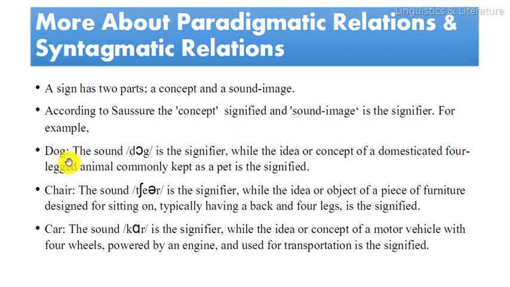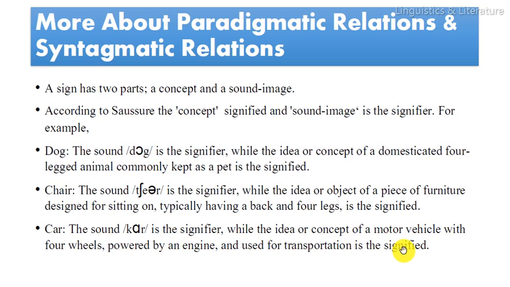For example, dog. The sound dog is the signifier, while the idea or concept of a domesticated four-legged animal commonly kept as a pet is the signified. Chair. The sound chair is the signifier, while the idea or object of a piece of furniture designed for sitting on, typically having a back and four legs, is the signified. Car. The sound car is the signifier, while the idea or concept of a motor vehicle with four wheels powered by an engine and used for transportation is the signified.